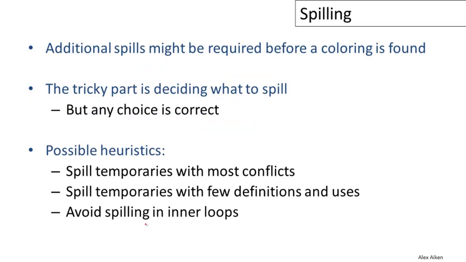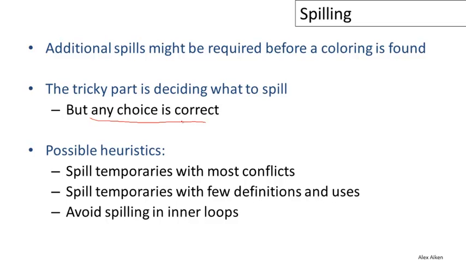Now, of course, it might be the case that we can't just spill one name. We might have to spill several different temporaries before a coloring is found. And the tricky part is deciding what to spill. So this is the hard decision that has to be made during register allocation. Now, any choice is correct. It's only a question of performance. Some choices of spilling will lead to better code than others, but any choice of spilling is going to result in a correct program.